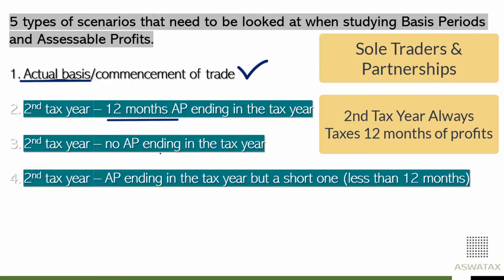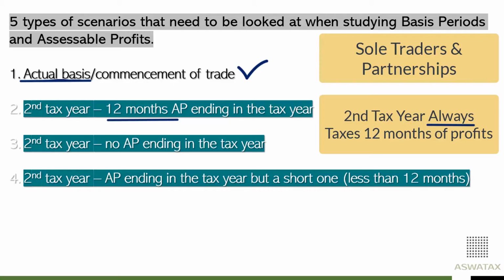The second is there is no accounting period ending in the second tax year. So that's usually when you have a long accounting period exceeding 12 months. And third, you have an accounting period ending in the second tax year, but it is a short one. So you might have 6 months, 8 months, less than 12 months. And what we have said just now is the second tax year always taxes 12 months of profit. So that's what you have to always remember. The second tax year, you have to be taxing 12 months of profits or losses.